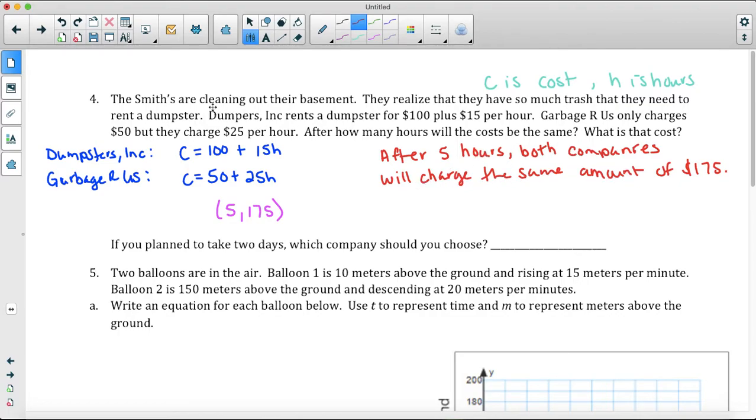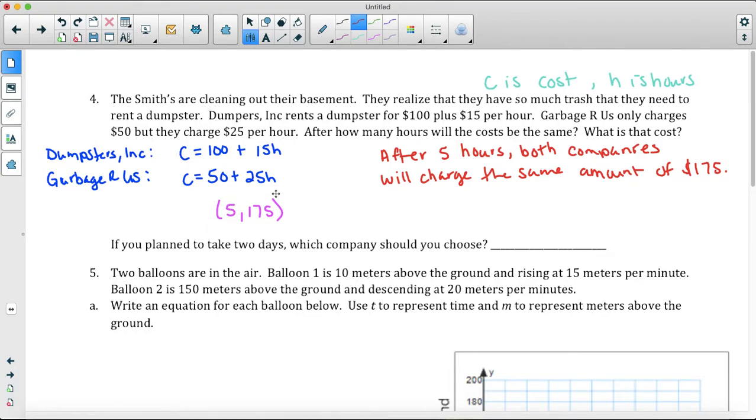So if the Smiths are going to use a dumpster for 5 hours, then they could use either company. But if the Smiths were doing it for less than 5 hours or more than 5 hours, then the companies would be different in cost. So if you plan to take 2 days, which company should you choose?